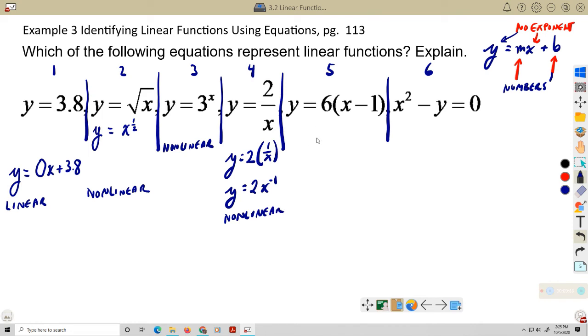What about 5? Well, it's got this distributive property thing happening here, so let's distribute it. Y equals 6 times x, 6x, minus 6 times 1, minus 6. Look, see, that's y equals m times x plus b. Yes, plus -6, right? So this is linear.